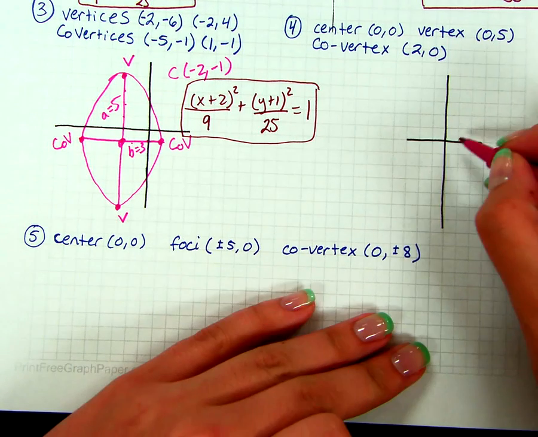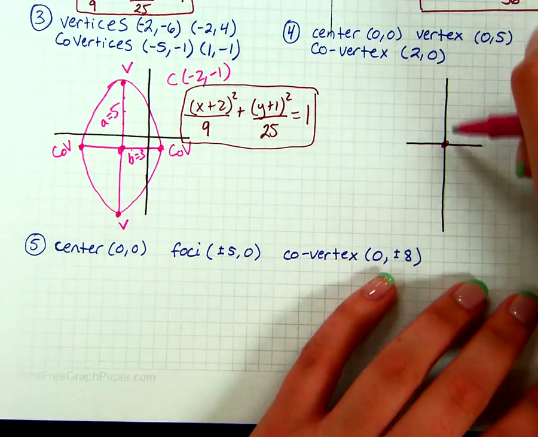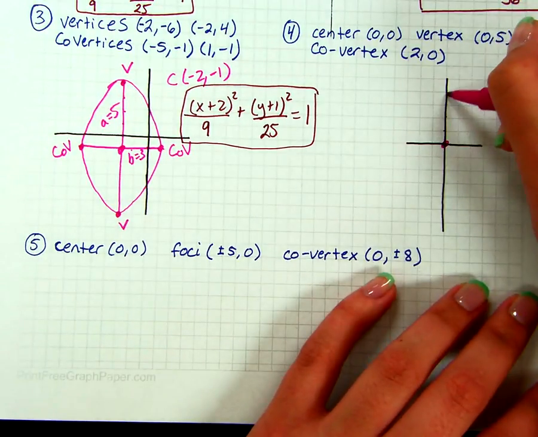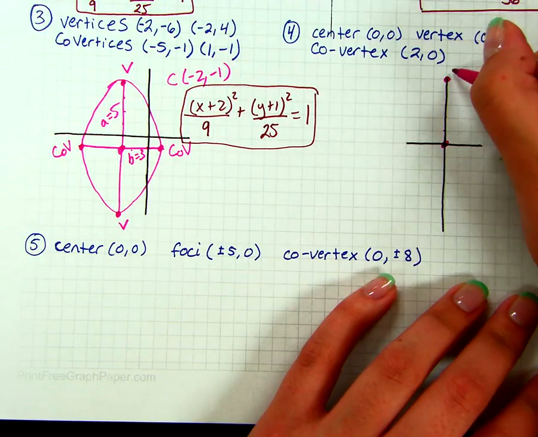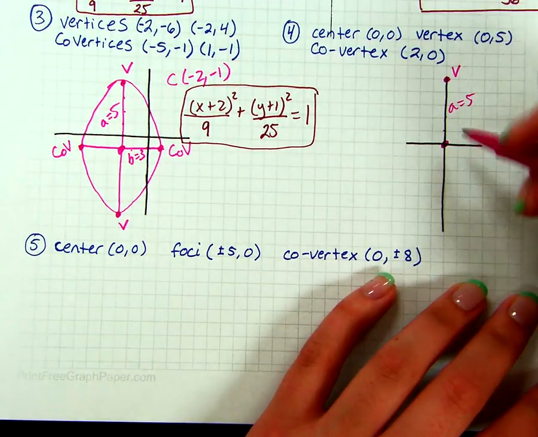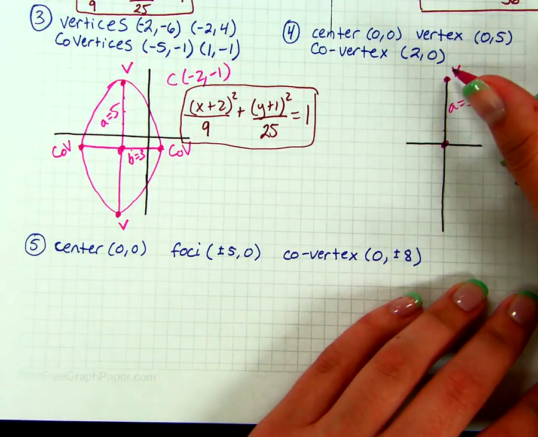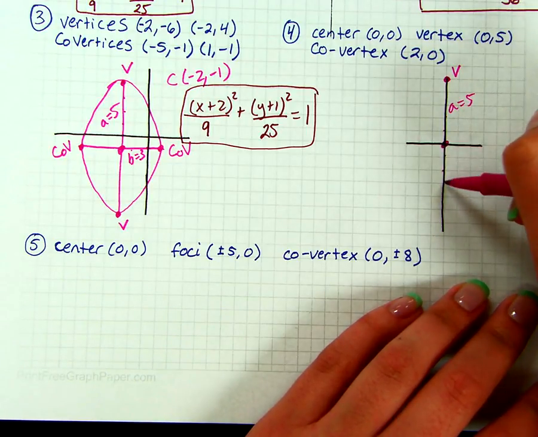So it's giving us our center point, so I'm just going to mark that. So here's our center. One vertex is at 0, 5, so we're going to go up 5. So 1, 2, 3, 4, 5. Since we're going to a vertex, I'm going to label that V. We know that A has to be 5. And if we want, we can just complete our ellipse. So if we go 5 up, that means that we have to go 5 down. 1, 2, 3, 4, 5.